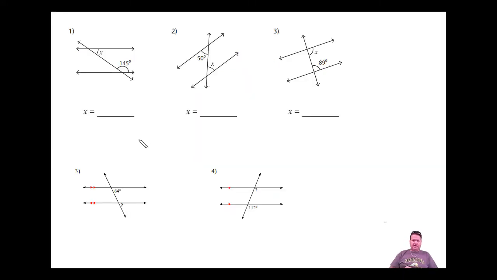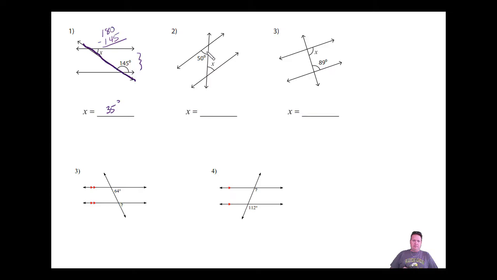Okay, we're going to go through an exercise here where we try and identify some relationships and then we find some angles. Let's take a look here at number 1. We have our transversal right here, and if I draw a line on the transversal, you'll see that X and 145 are both interior angles, and they're both on the same side of the transversal. So if this is X and this is 145, that adds up to 180. So if I want to find X, I'm going to have to subtract 145 from 180. And X is going to come out to be 35 degrees.